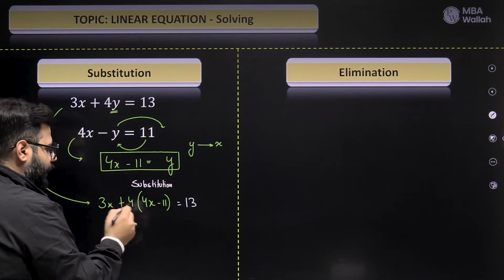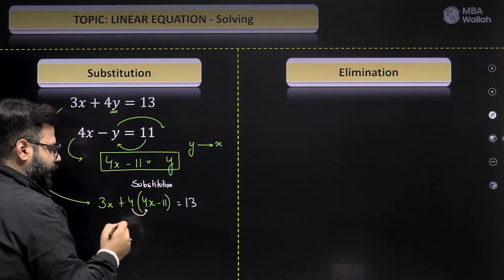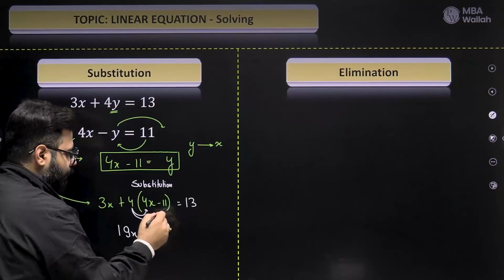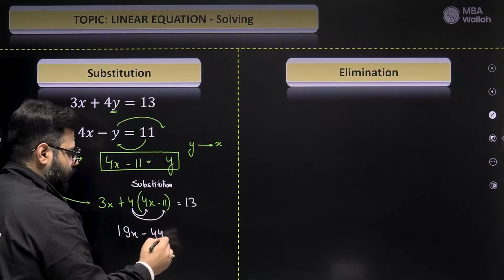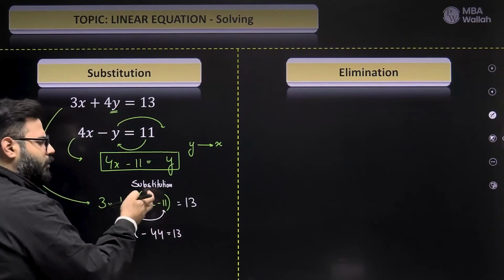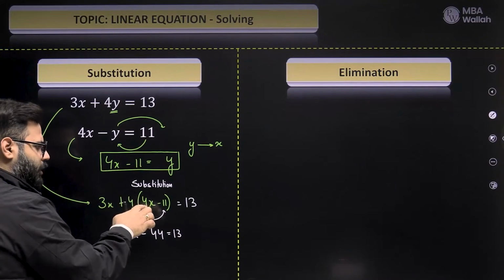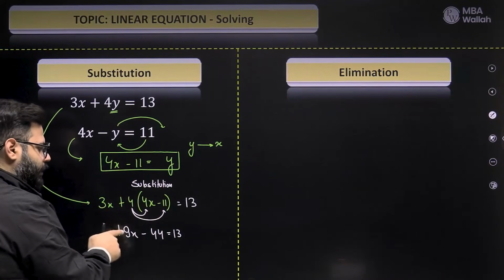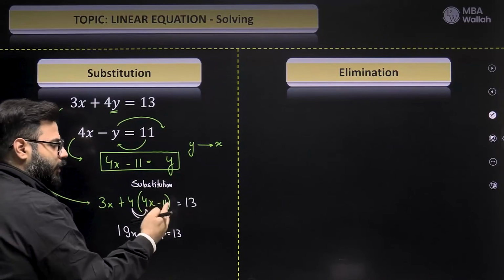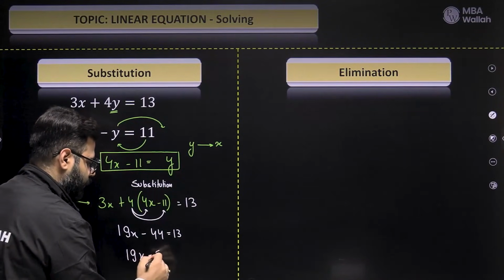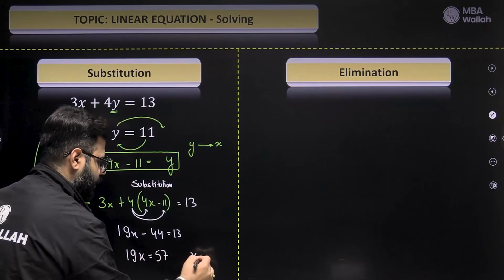So now I have 3x, and this is 4 times 4x, just 16x. 16 plus 3, that's a 19x. And then I have a minus 44 equals to 13. You can add one step if you want to open it. I have done it directly. 4 times 4x is 16x, 16x plus 3x, 19x. Start adapting these methods so that you can be little quick. So 19x comes out to be 57. And eventually x comes out to be 3.